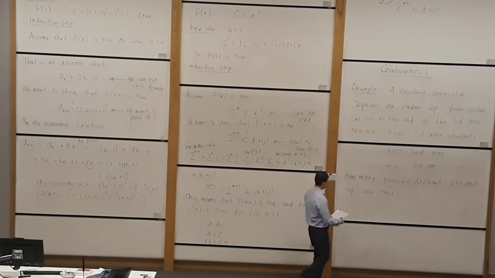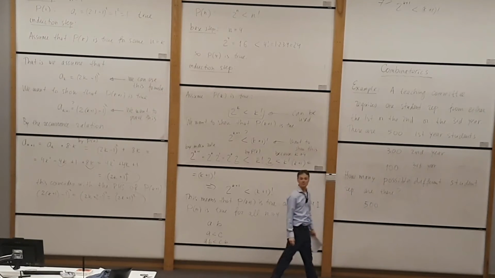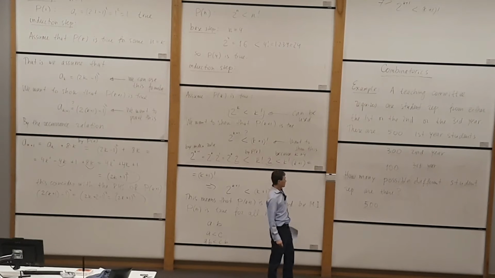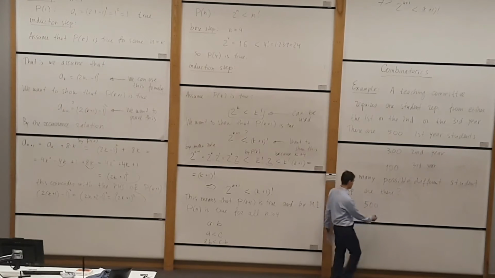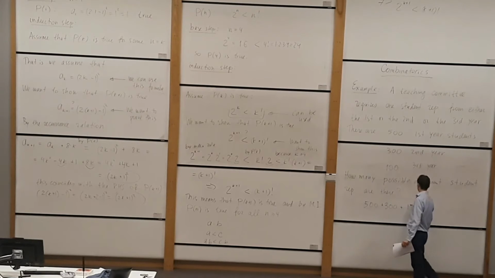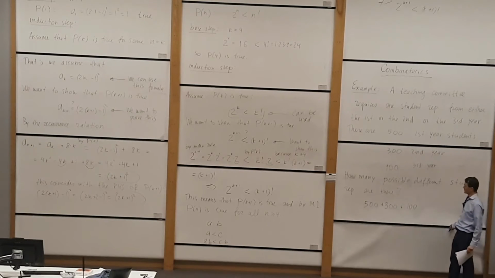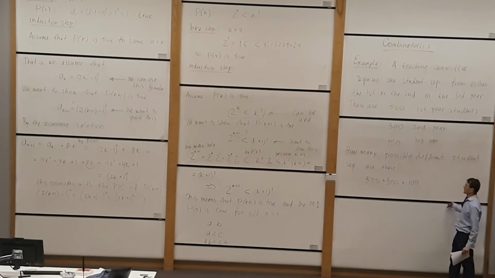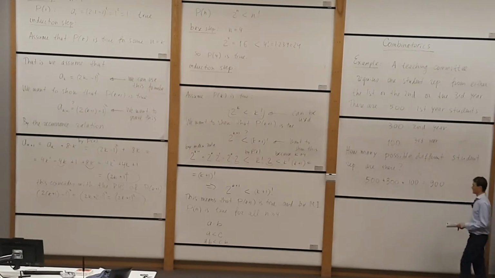Well, we can choose any of the 500 first-year students, or we can choose any of the 300 second-year students. This gives us 300 independent choices, so we'll just add them. And finally, we can also choose any one of the third-year students, and there are 100 choices there. We just add up these choices to obtain the final answer, 900.